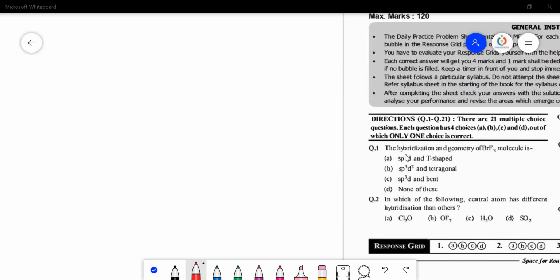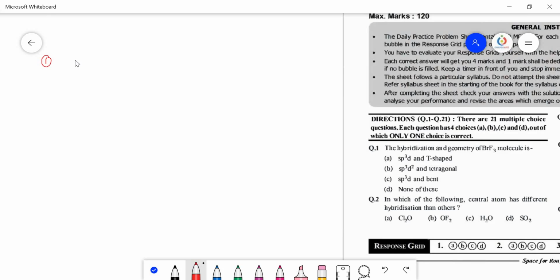So here one question is there: the hybridization and geometry of boron trifluoride molecule is... So let's try to calculate the hybridization first. Boron trifluoride molecule. The hybridization formula is H equals half into V plus M minus C plus A.